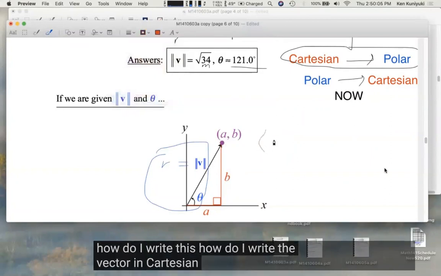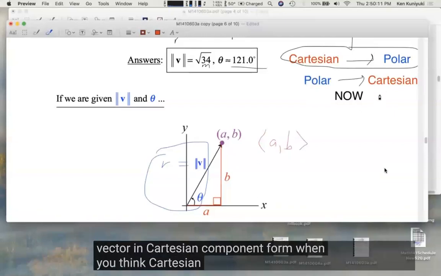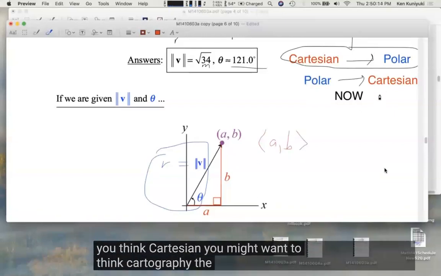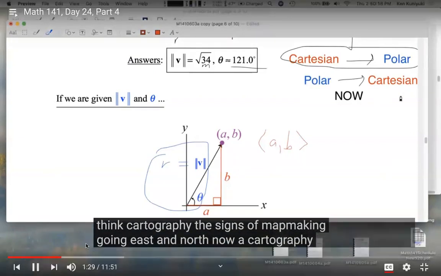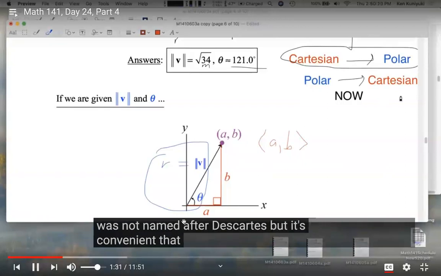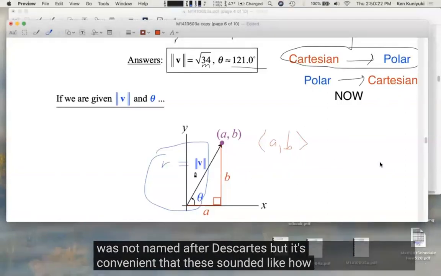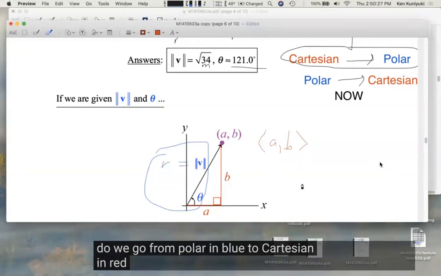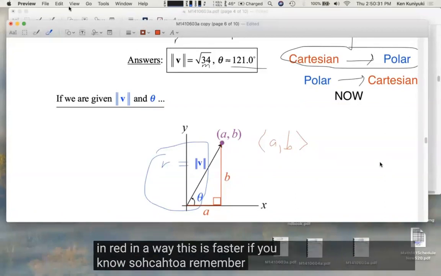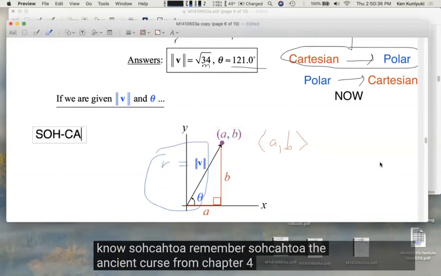How do I write the vector in Cartesian component form? When you think Cartesian, you might want to think cartography, the science of map making, going east and north. Now, cartography was not named after Descartes, but it's convenient that these sound alike. How do we go from polar in blue to Cartesian in red? In a way, this is faster. If you know SOHCAHTOA, remember SOHCAHTOA, the ancient curse from chapter 4.